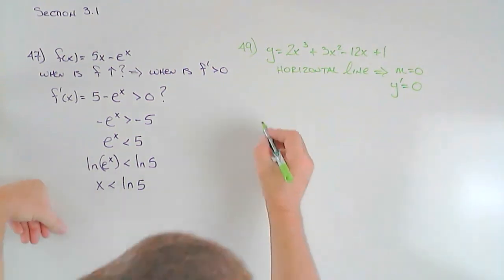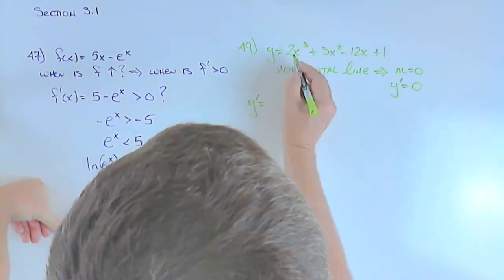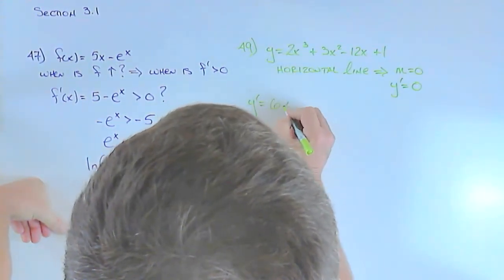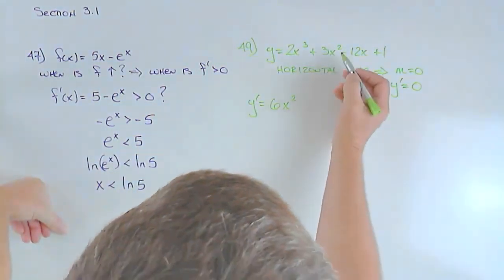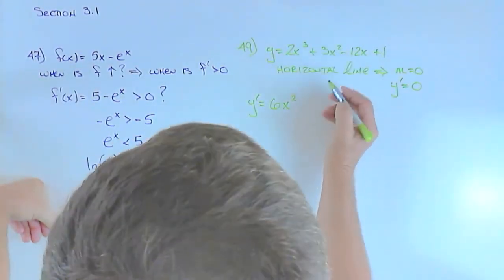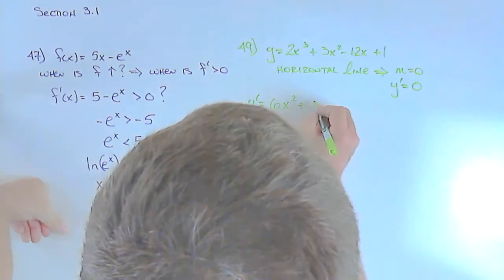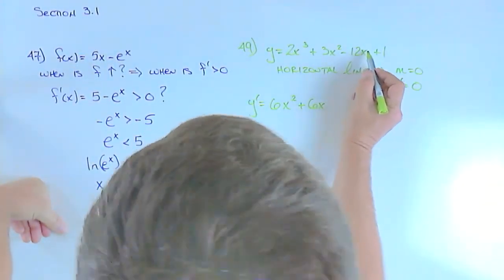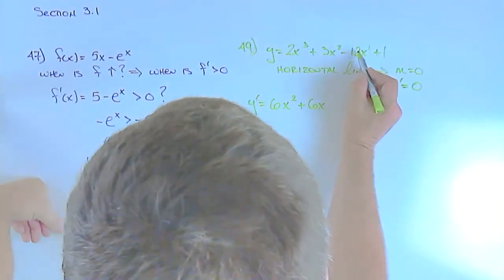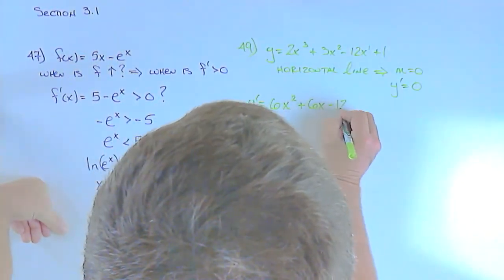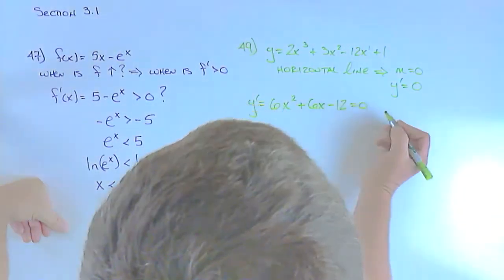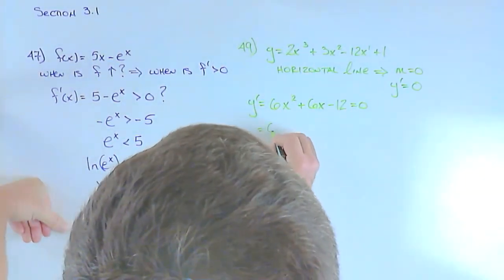Well, we know how to find the derivative of this. We keep our 2, we bring down the 3. So 2 times 3 is going to be 6. We take away 1. We bring down the 2. 2 times 3 is going to be 6. We take away 1. The derivative of 12x, the derivative of x to the first, we bring down the 1, so we get minus 12, and we get x to the 0. Now we want to know when this is going to be 0. We can factor out a 6.